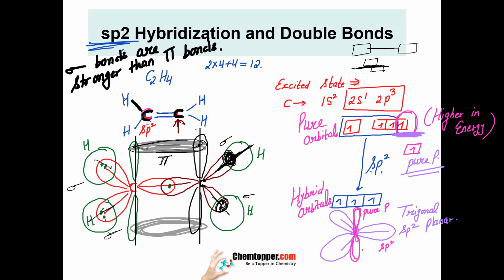It has 1, 2, 3, 4, 5 sigma bonds, and 1 pi bond. Pi. Like this. You can put it like this, or you can say pi pi. This one.